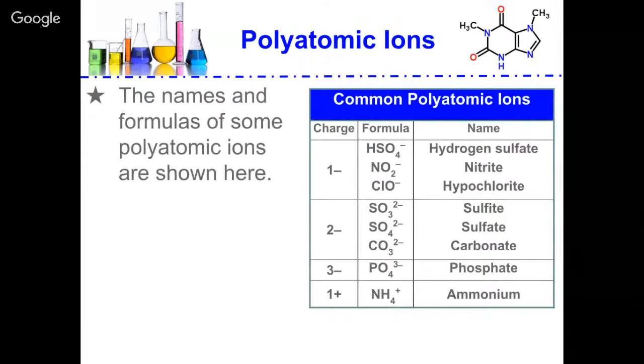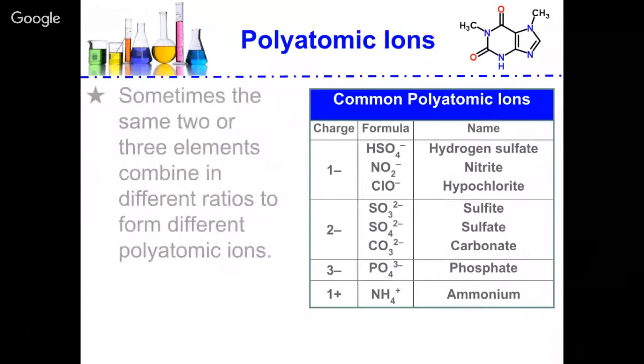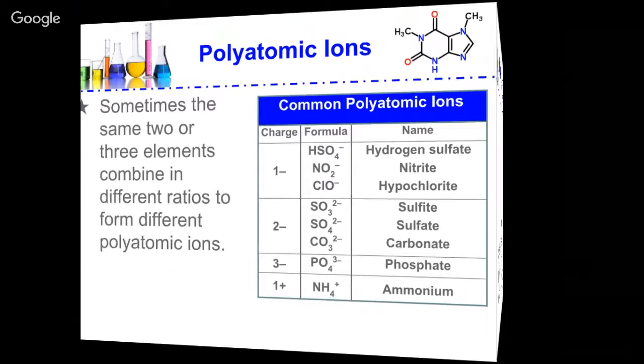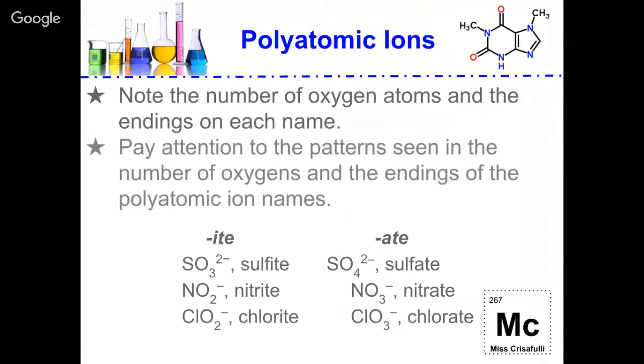Now, the names and formulas of some polyatomic ions are shown to the right here, and note that most of the names end in either "ite" or "ate." The reason they end in either "ite" or "ate" is based on their number of oxygens. Sometimes the same 2 or 3 elements combine in different ratios to form different polyatomic ions. So note the number of oxygen atoms and the endings on each name. The ites always have 1 less oxygen than the ates do.